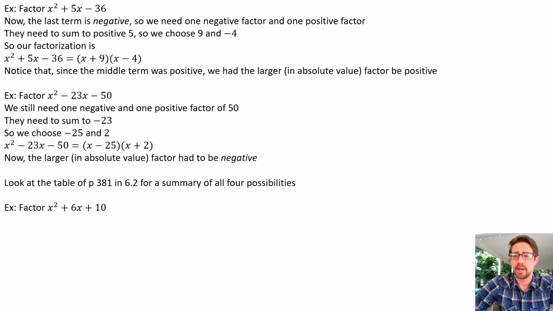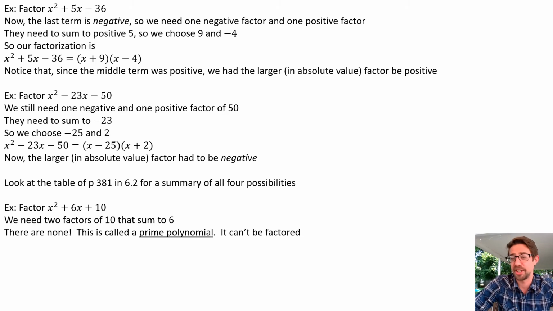Okay, factor x squared plus 6x plus 10. Looks simple, right? So this is just like the first one we did, which was the simplest one. You're looking for 2 factors of 10 that sum to 6. Okay, think about it. I'll wait. There aren't any. Okay, so this is kind of a trick question. So you can't do it.